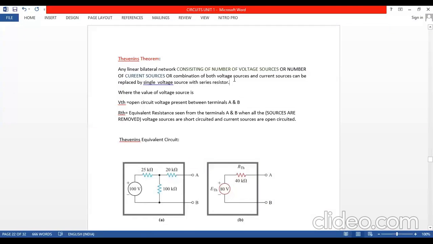So anyone tell me what Thevenin has explained? Any student take initiative, raise your hand and tell me. See, I repeat for the last time. Any linear bilateral network consisting of a number of voltage sources or number of current sources or combination of both can be replaced by a single voltage source with a series resistor. This is what he has mentioned. We'll come back to this statement.